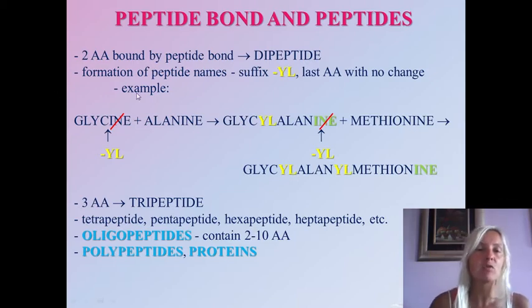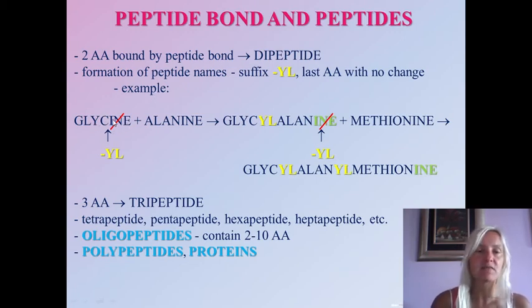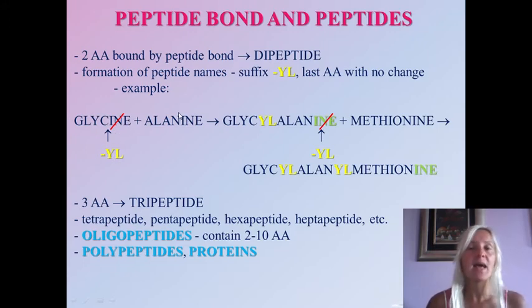And I'm going to give you one example. I hope it's illustrative. Glycine and alanine react to form a peptide bond. So the future dipeptide is going to have a name where glycine loses its suffix INE and changes to YL, but alanine, as the last amino acid in the sequence, will remain unchanged. So the name of the dipeptide will be glycylalanine.